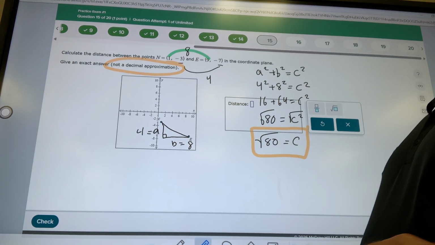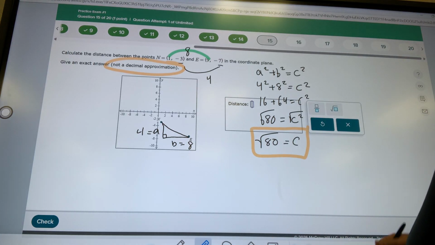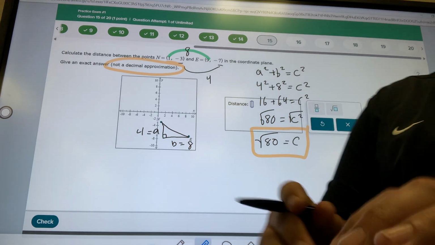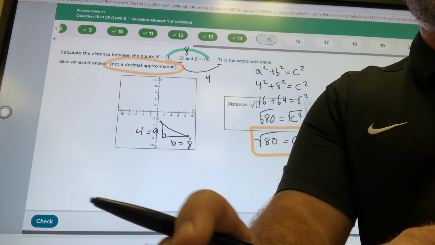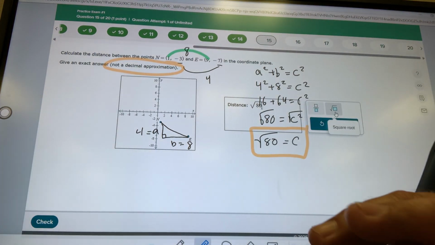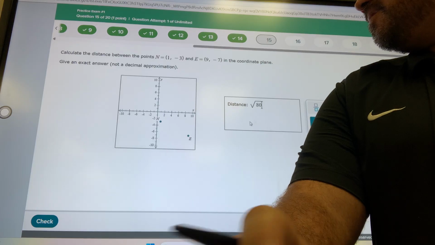The square root of 80 is not a perfect square, so because it's not a perfect square, you're just going to leave that as your answer. So I'm going to use this square root icon. I'm going to click that. I'm going to plug in the value of 80, and then I'm going to check my answer.